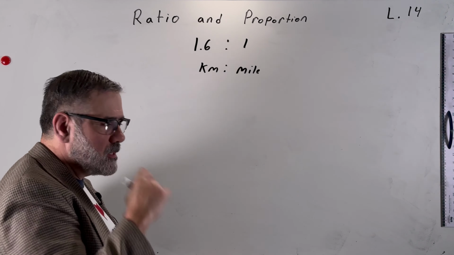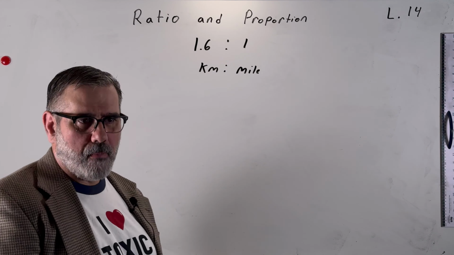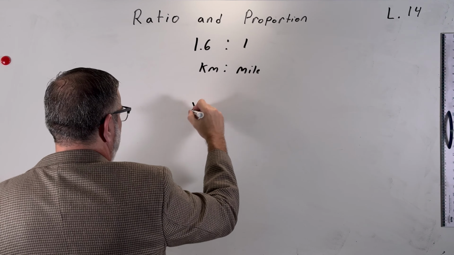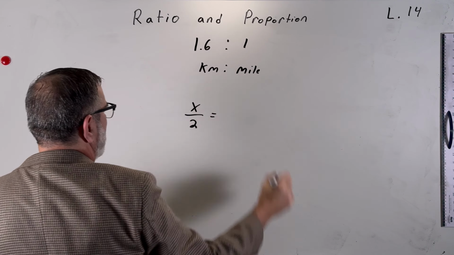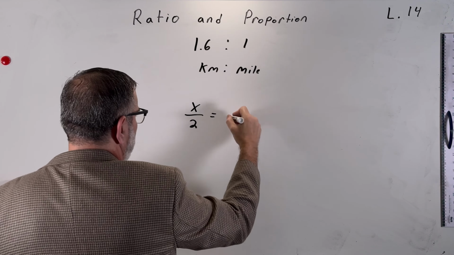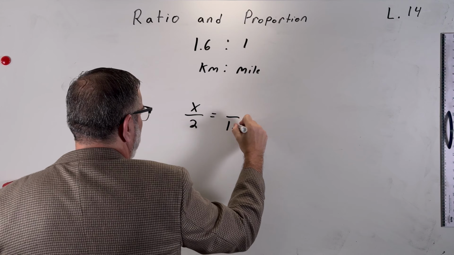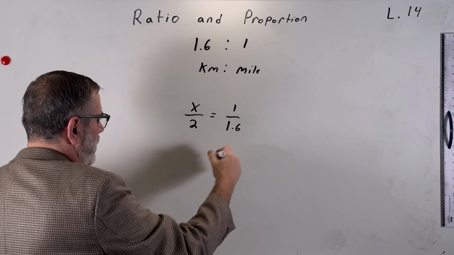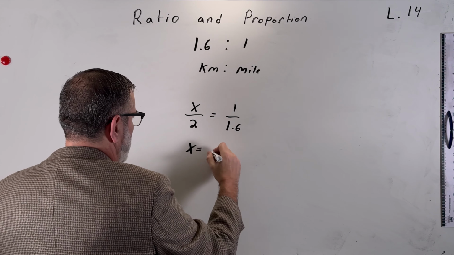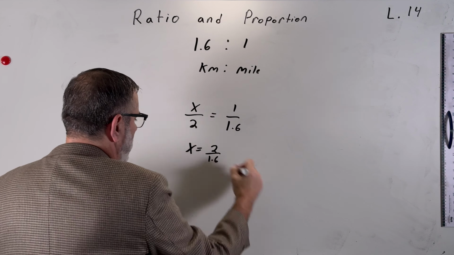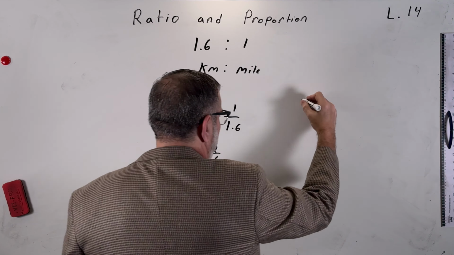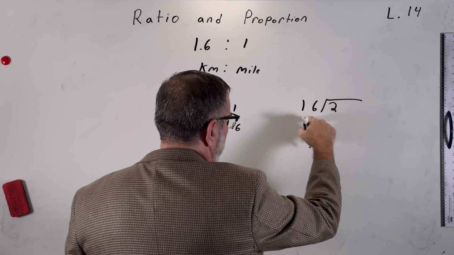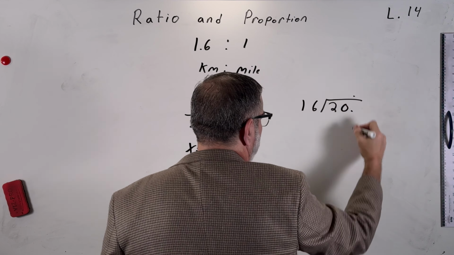So if I want to know what is 2 kilometers in miles, how would I set that up? You say, well, x miles is to 2 kilometers would be equal to this scaling factor. So we need kilometers in the denominator, 1.6, and 1 up here. So we'll multiply both sides by 2 to solve for x. We'll get that x is equal to 2 divided by 1.6. So that means we have to divide 1.6 into 2, which means the same thing as dividing 16 into 20.